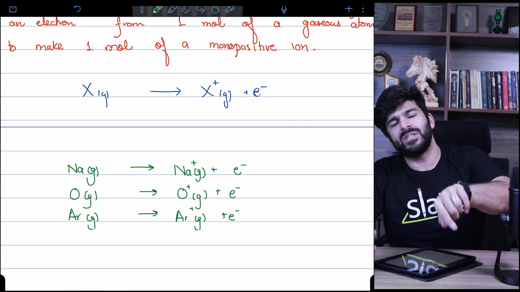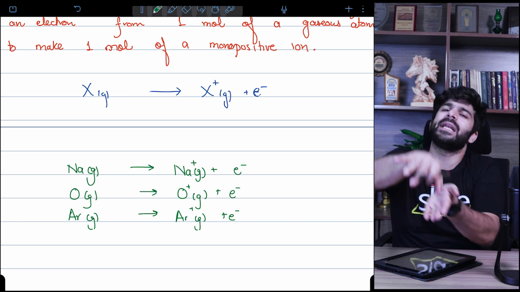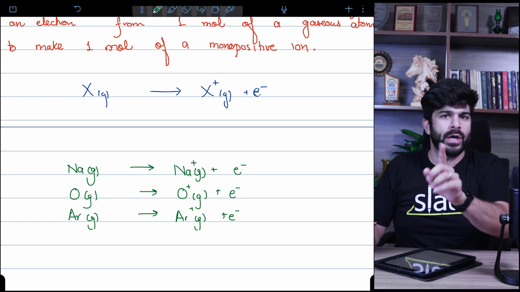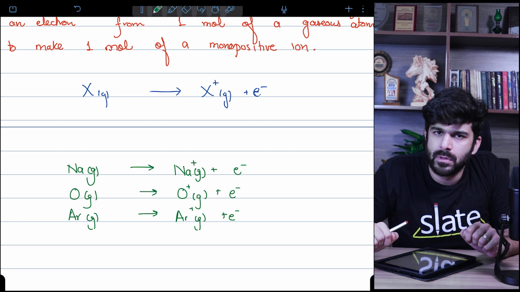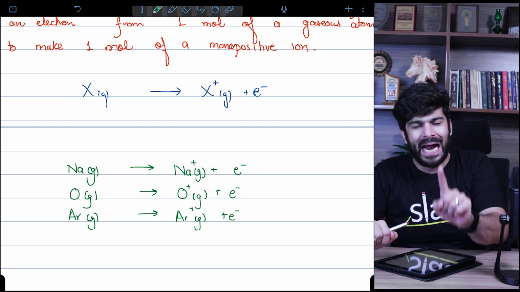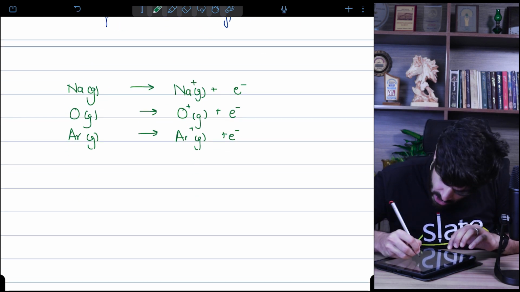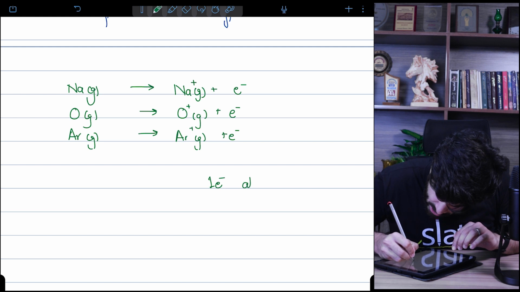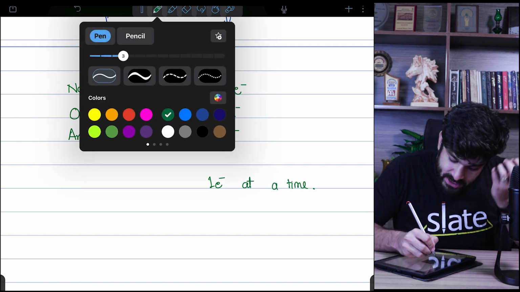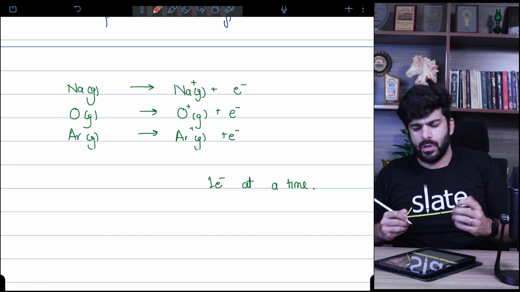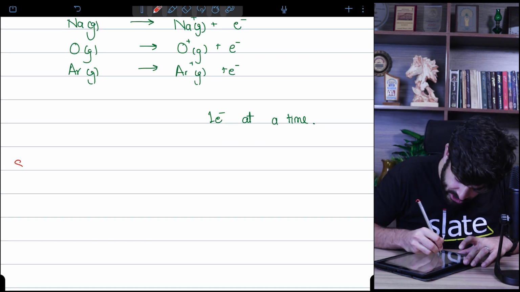Now, when you have to remove the second electron, you need another ionization energy. You cannot remove two electrons at once. One electron at a time. I would write it here. One electron at a time. That is the gist of ionization energy. So what would be the second ionization energy?